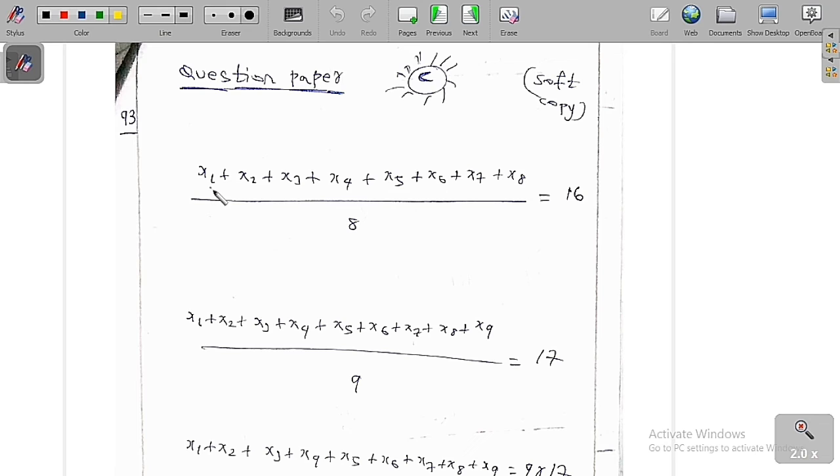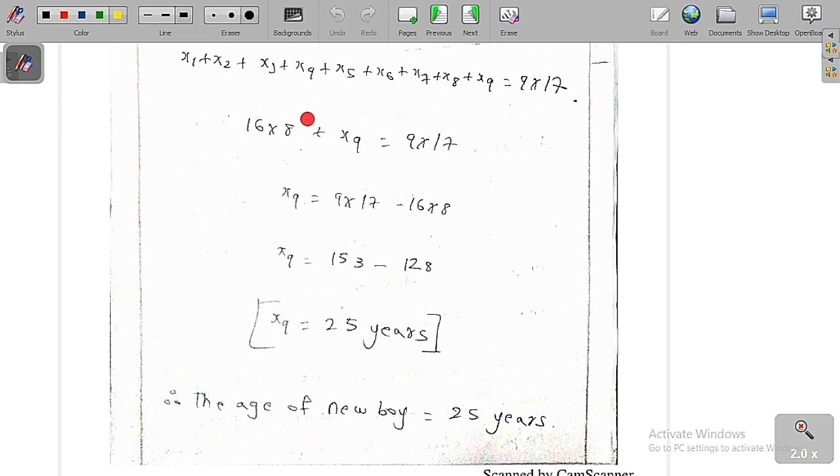But I have already told you x1 plus x2 plus x3 plus x4 plus x5 plus x6 plus x7 plus x8 is equal to 8 into 16. So in place of this, I will substitute 8 into 16 here: 16 into 8 plus x9 is equal to 9 into 17. So x9 is equal to 9 into 17 minus 16 into 8. 9 into 17 is 153 and 16 into 8 is 128. So 153 minus 128 is 25 years. Therefore, the age of the new boy is 25 years. This is the correct solution of this question.